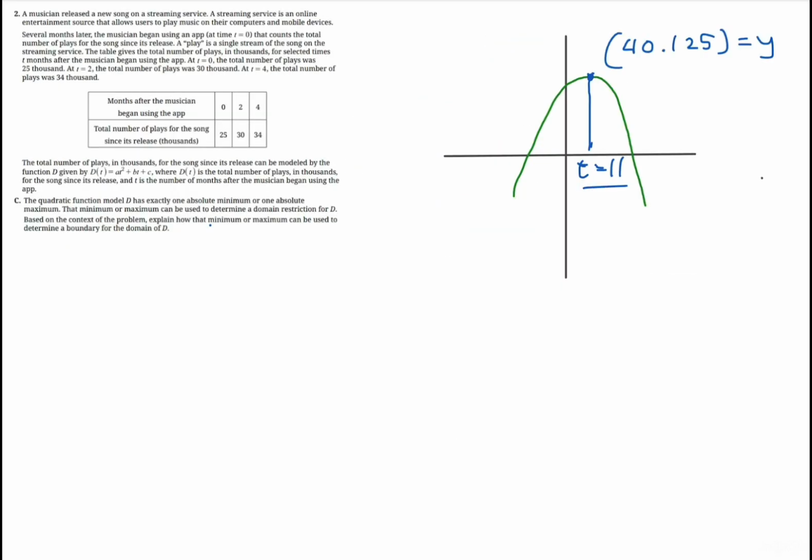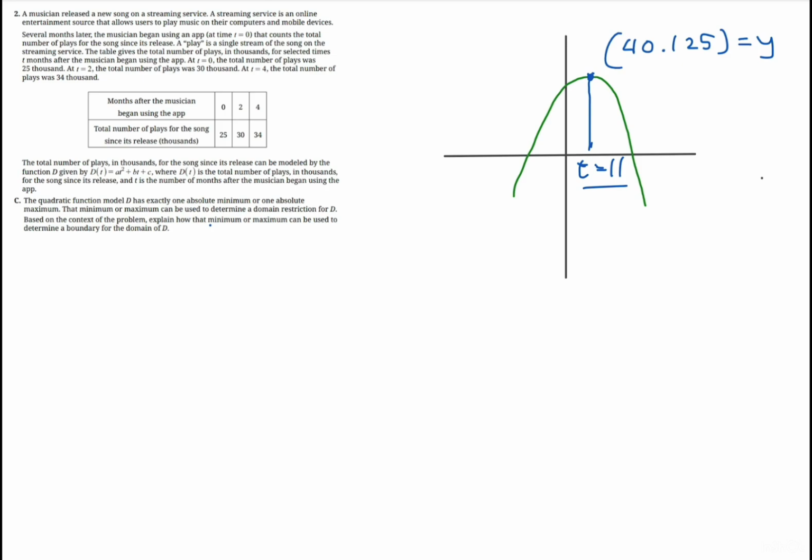Okay, part C. This is again a bit tricky because the answer is a bit intuitive. So FRQ2 overall was a bit tricky, and it's okay if you didn't get full credit. So sorry. Part C: the quadratic function model D has exactly one absolute minimum or one absolute maximum, and this can be used to determine a domain restriction for D. Based on the context of the problem, explain how that minimum or maximum can be used to determine a boundary for the domain of D.